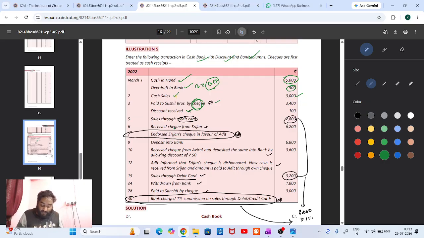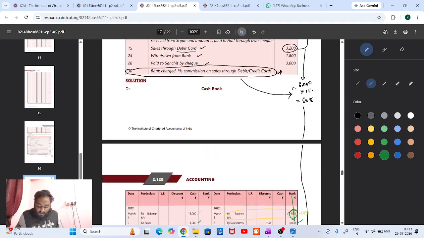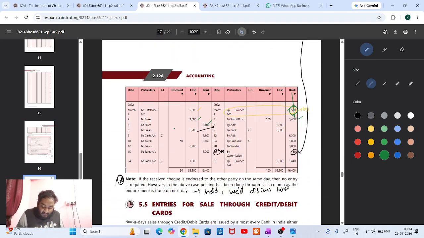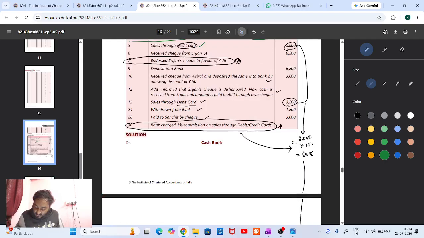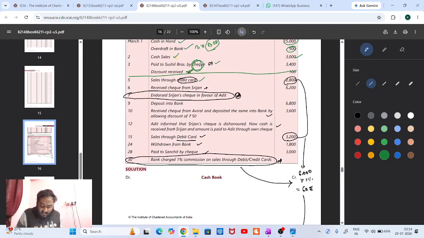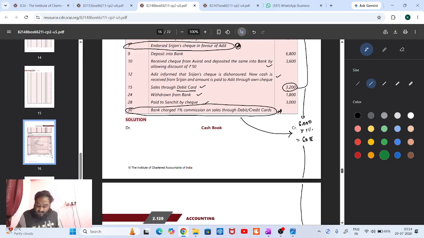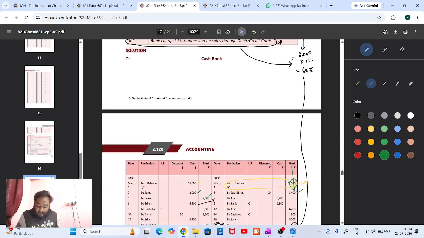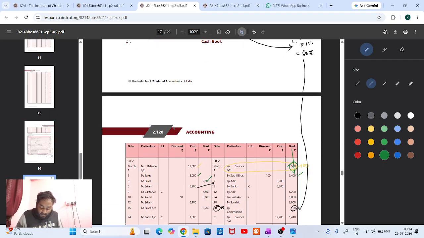Paid to so and so by check, discount received. Okay, done till here. And then the second part comes: sales through credit card. Sales through credit card, bank balance 2,800 increases, right? Received check from Srijan. Received check, cash received, bank balance increases by 6,200 and it is shown in the cash.